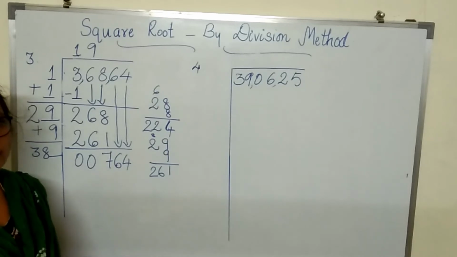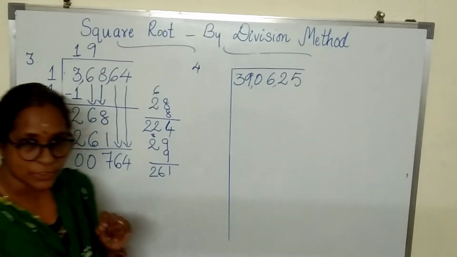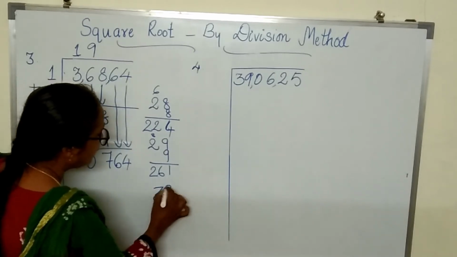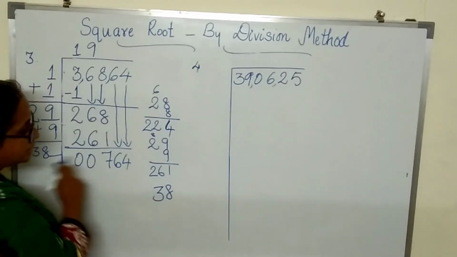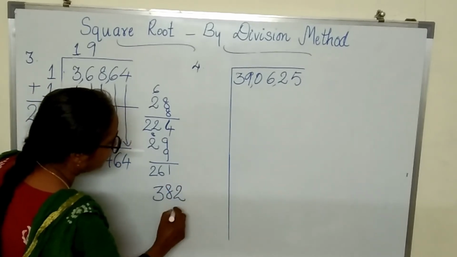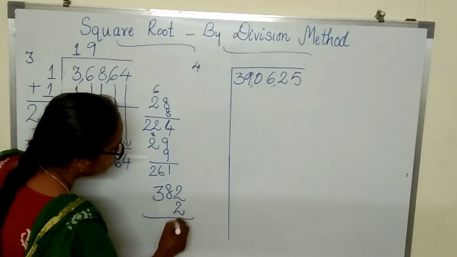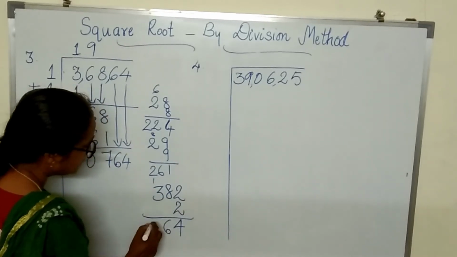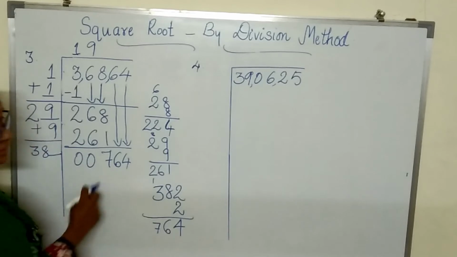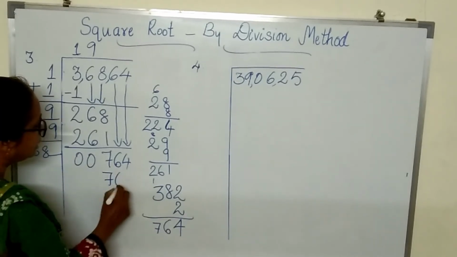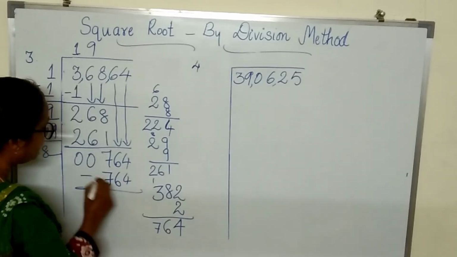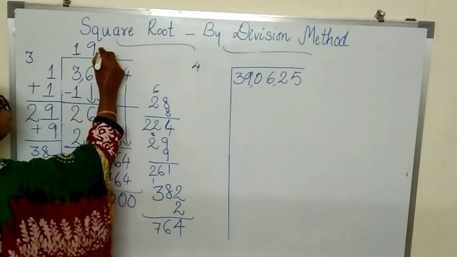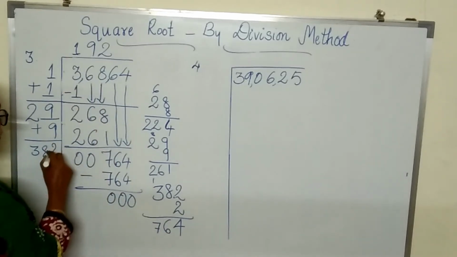2 2s are 4 or 8 8s are 64. So let us try with 2. 3, 8. It is already there, 3 8. So with that you try 2. Multiply. We get 2 2s are 4. 2 8s are 16. 2 3s are 6 plus 1, 7. 764. When we subtract, we get 0. Which number did we write? 2. So write 2 here and 2 here.